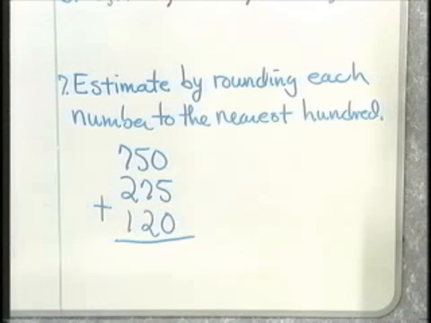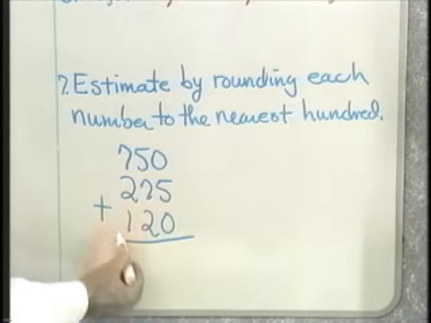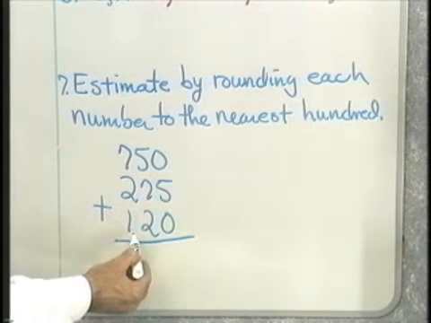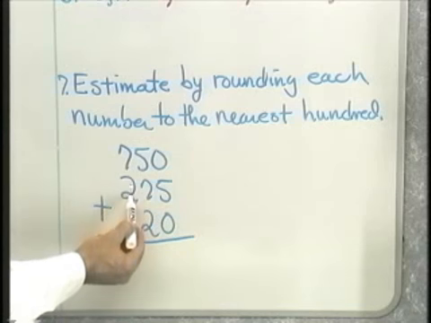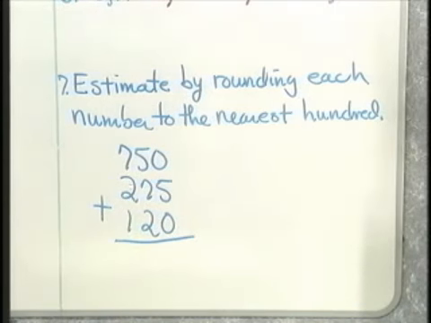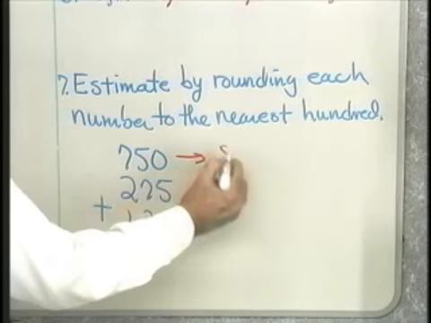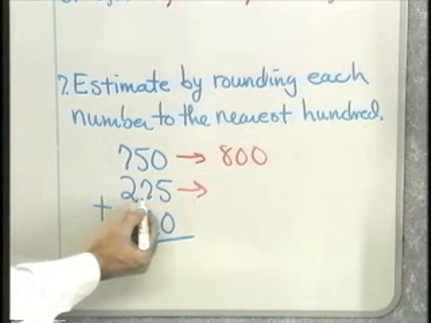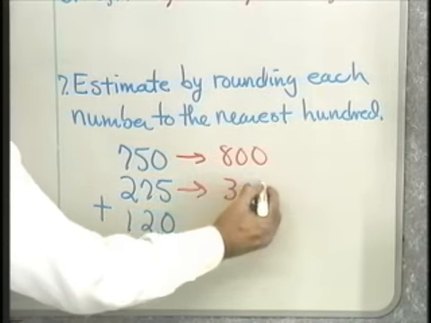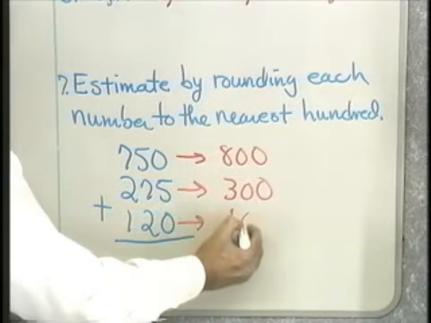Now let's go on and try another problem. We want to estimate by rounding each number to the nearest 100. So that means I want to estimate what this sum is. I don't want to add all the numbers up. I just want to start this process of estimation, and I'm going to do it by rounding each of these to the nearest 100 and then adding what I get. So to the nearest 100, 750 is 800. To the nearest 100, 275 is 300. And to the nearest 100, 120 is 100.